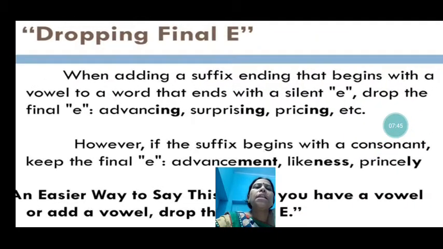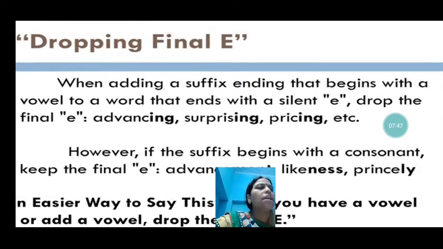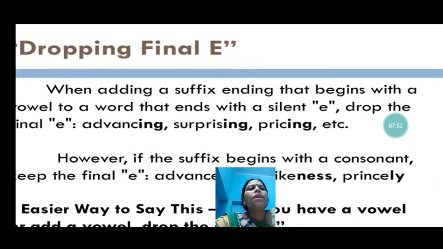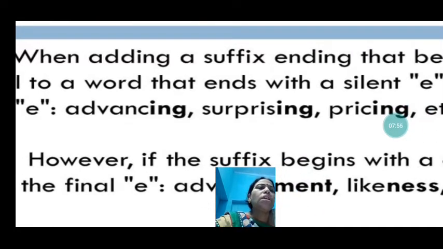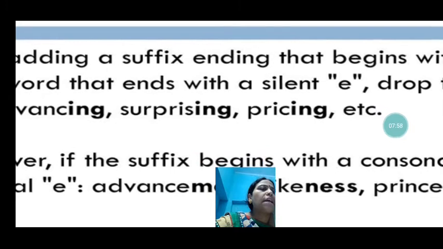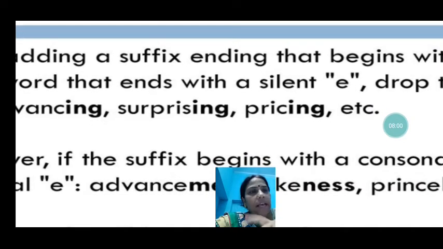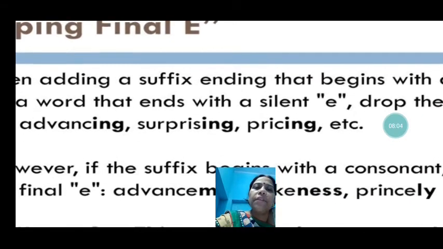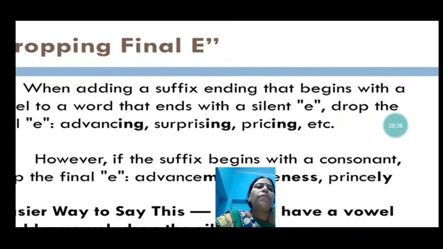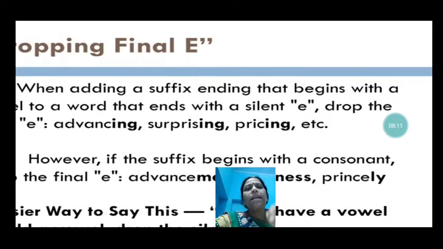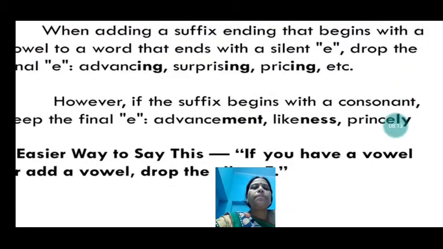So here it is saying that when adding a suffix that begins with a vowel to a word that ends with a silent E, you can see the suffix has started with a vowel: ing, ing, and here also the suffix starts with the letter I, and that is a vowel, as you all know. So we have removed E and then added ing.